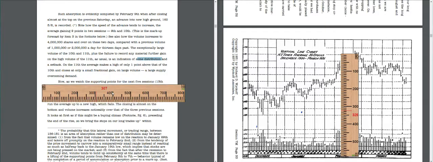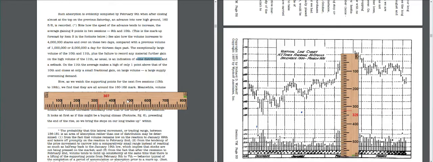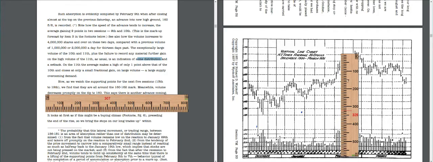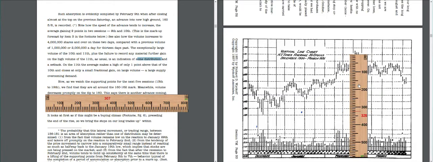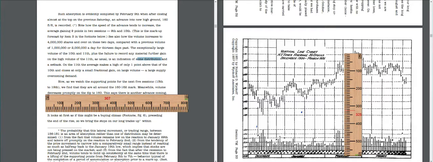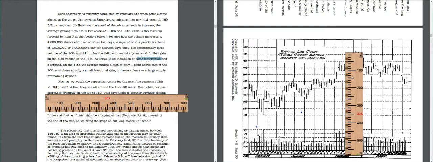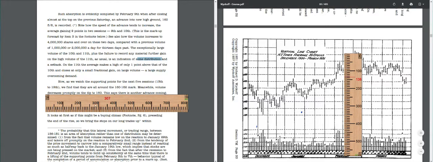Now, as we watch the supporting points of the last 5 sessions, we find that they're all around the 160, 162 mark. Meanwhile, volume decreases promptly on the dip to 160. So even though there's some distribution, you will see that the volume starts decreasing while you're watching the supporting points. And as it dips, look, less, even less, right? So that move where it goes down on less volume is still bullish. Even though there's some distribution, that little move here is still bullish.